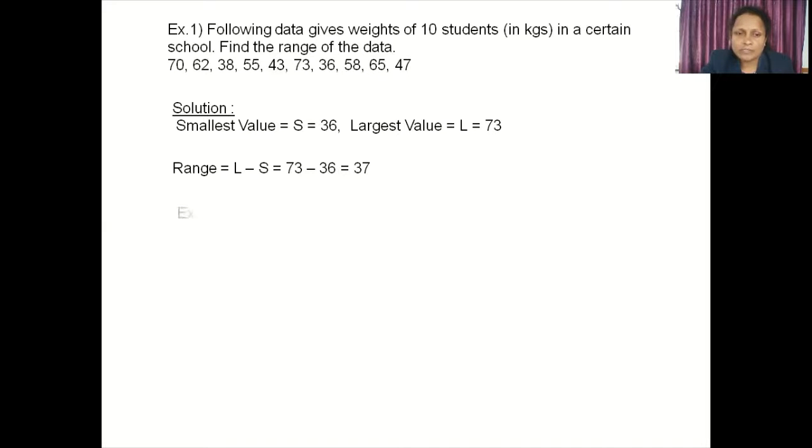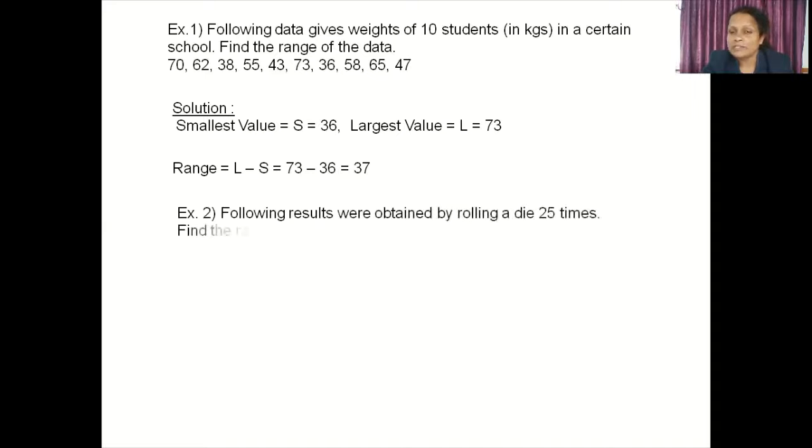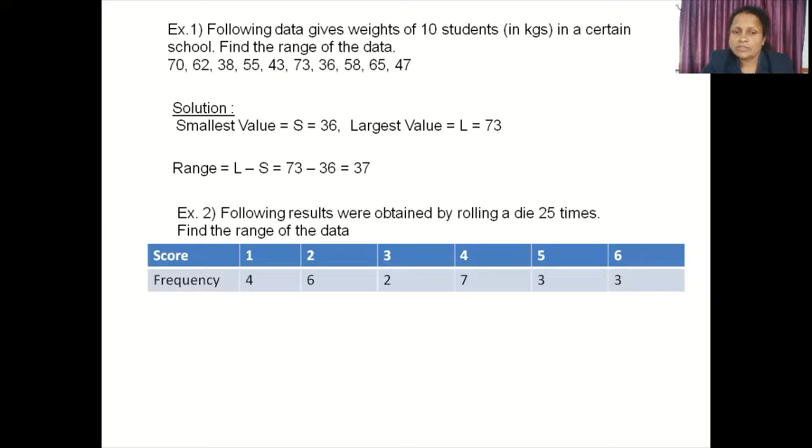Then we see a second example related to ungrouped data, where we are given observations with frequency. Here is our observations with their frequency. The score means our observations and this is our frequency. All of you know the experiment of rolling a die: we get numbers from 1 to 6, so our observations are from 1 to 6. If we roll this die 25 times, then we get 1 four times, we get 2 six times, and similarly we get 6 three times. The total sum of frequency becomes 25. But we require only the observations, not their frequency, so we consider the score.